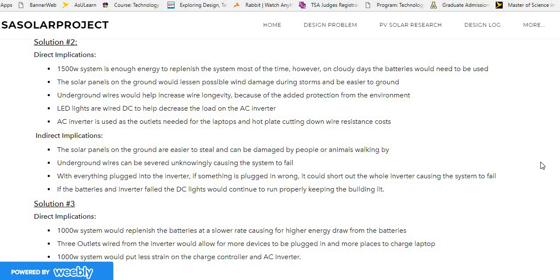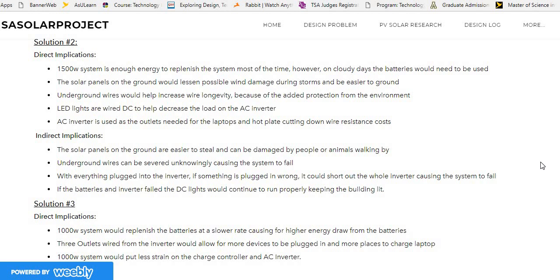Indirect implications: the solar panels on the ground are easier to steal and can be damaged by people or animals walking by. Underground wires can be severed unknowingly, causing the system to fail. Another thing with having the wires underground is that if they are cut, they're going to be extremely hard to replace, because you'll have to pull up most of the wire because they're very difficult to splice.